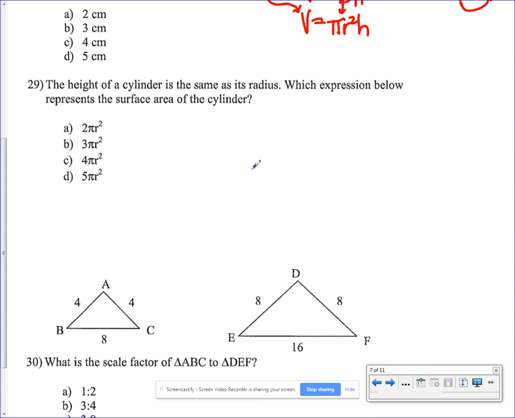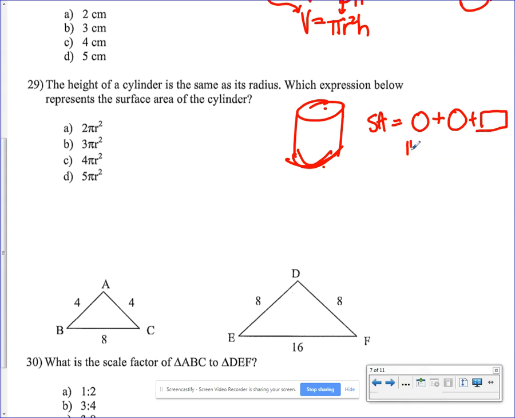29. The height of a cylinder is the same as the radius. Which expression represents the surface area? Oh my gosh, they don't even give you any numbers. Crazy. When we had a cylinder and I was asking you to find the surface area, we broke it down like this: top, bottom, and all the sides. So you have a circle for the top, you have another circle for the bottom, and then that side is a rectangle. And hopefully this will stay fresh in your head.